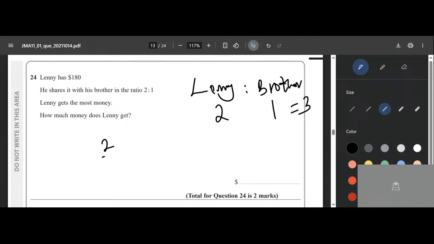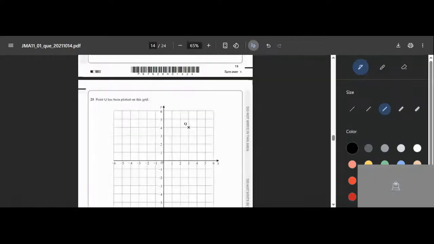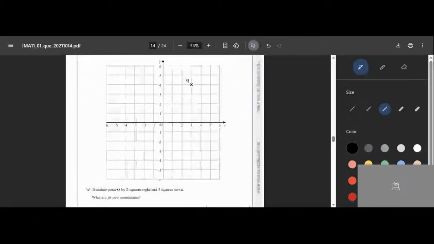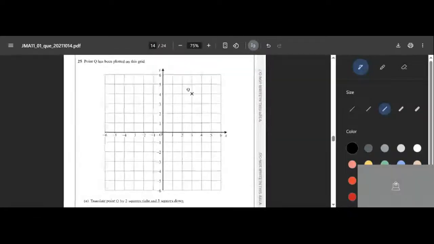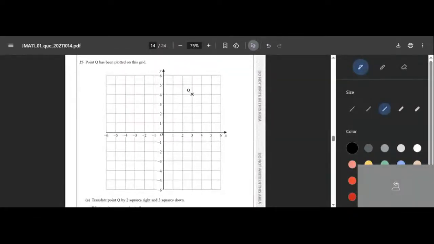So Lenny got 2/3 times the number that we have here. The 3 is coming from adding the ratio. 2 and 1 always have the total ratio for if you want to divide ratios. So 3 will divide here 60. So 60 times 2, we have 120. That is how that question is supposed to be sorted. And well done. Let's proceed to the Cartesian plane here. Since now we have the knowledge of the Cartesian plane, we can now solve it.